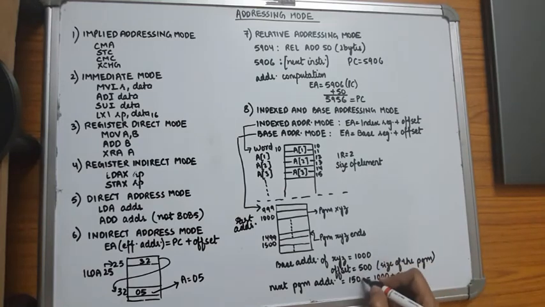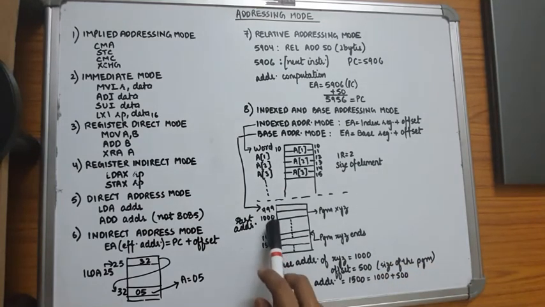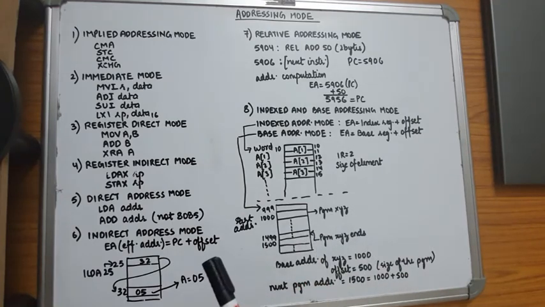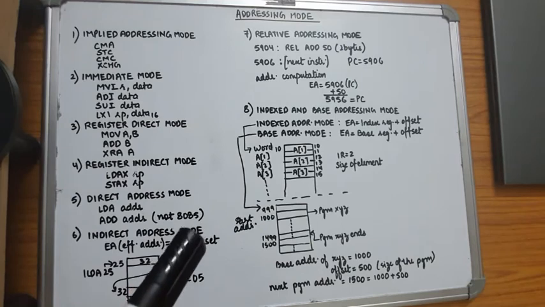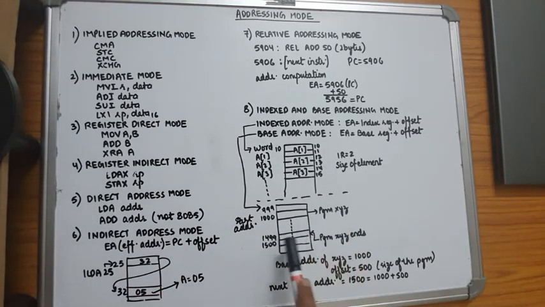So now the starting address is 1000, program XYZ, and the size of the program is 500. What will the operating system store, and how will the next address computation for the next program be done? If the program size of XYZ is 500 and it is stored at 1000, the base address of XYZ would be 1000 and the offset would be 500. Whenever I wish to store another program, the second program, it would always be stored at 1000 plus 500, so it would be 1500.